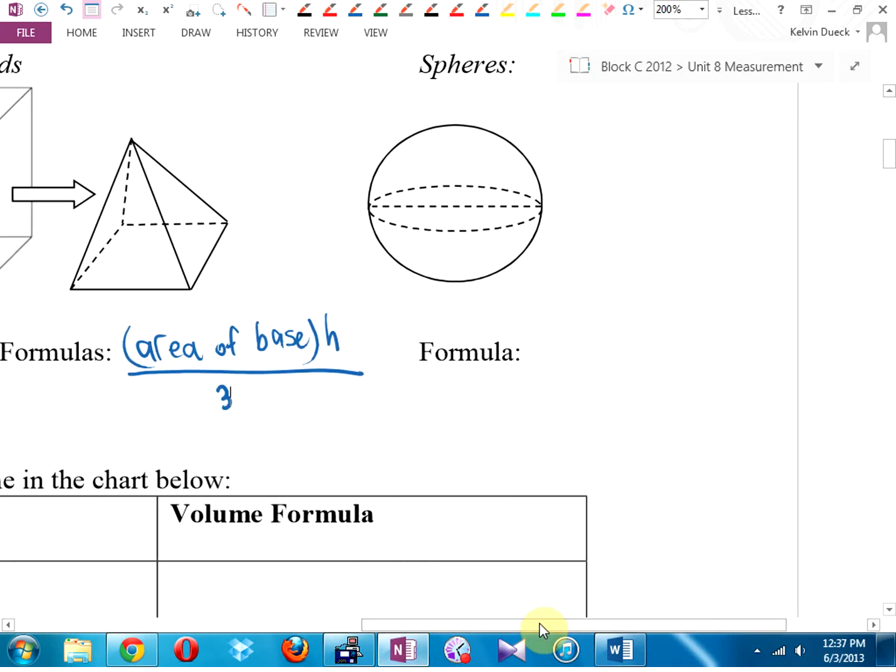Sphere, all bets are off. What's the volume of a sphere? It's on your formula sheet, I think. 4/3 pi r cubed. By the way, that cubed is not a coincidence because it's a volume and the units should be cubed.